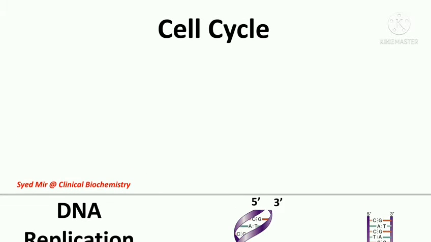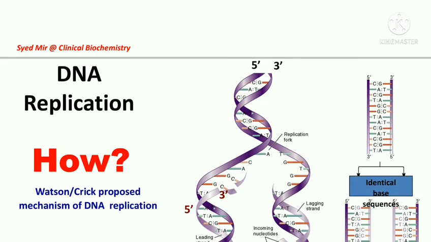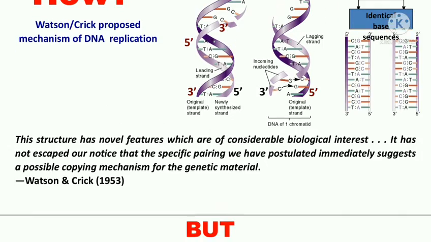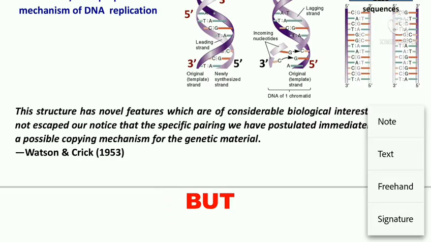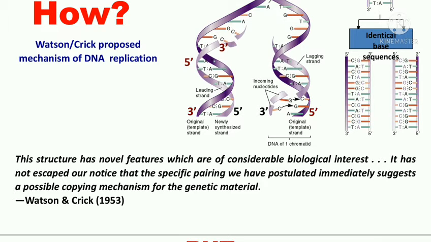We have learned about the cell cycle, how the cell cycle occurs, and when DNA replication occurs in the cell cycle. So how does this DNA replication occur? The answer is that there is a mode of replication that occurs in prokaryotes and in eukaryotes, and that is the semi-conservative mode of DNA replication.